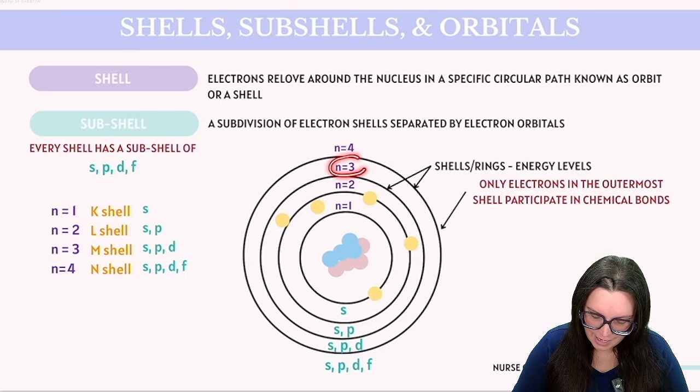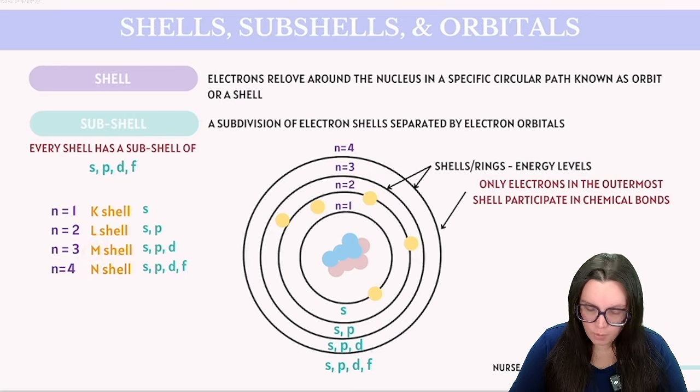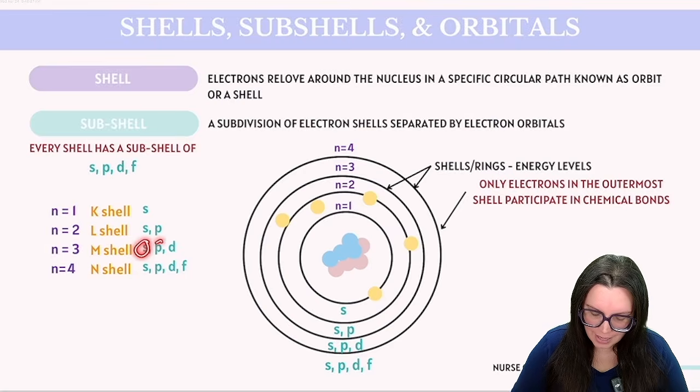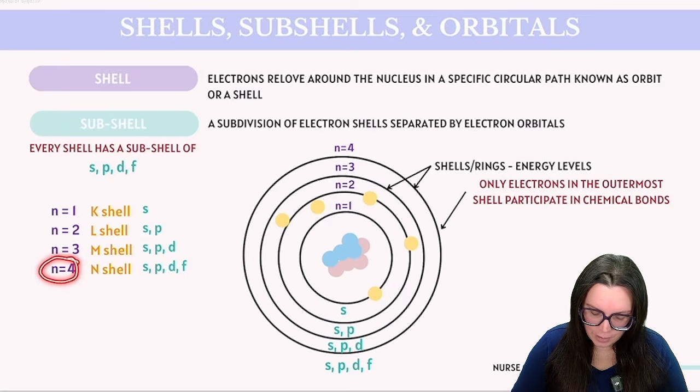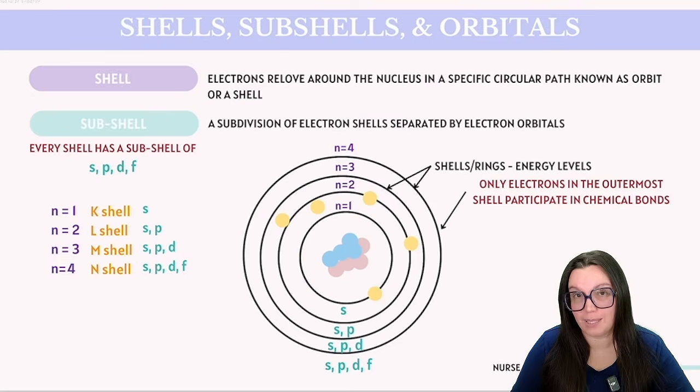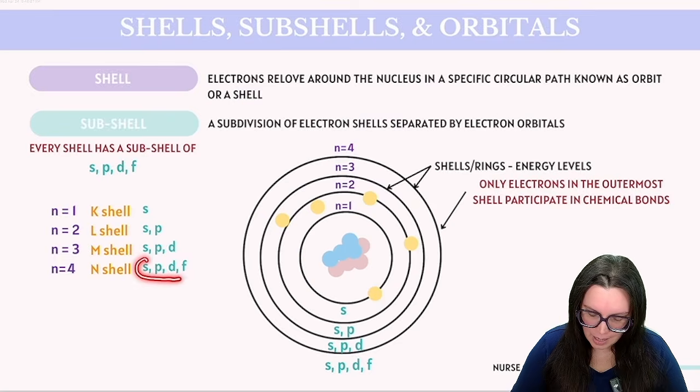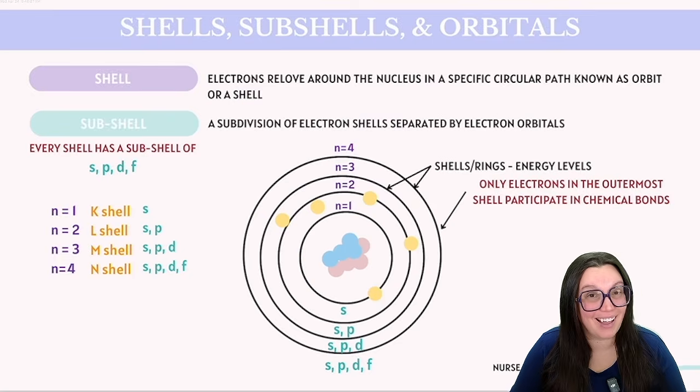Moving down to n equals 3, our M shell, we're going to see 3 subshells. We're going to see an S, a P, and a D subshell. And then lastly, our n equals 4, our very last one, our N shell, is going to have 4 subshells. We're going to have an S, a P, a D, and this time an F.